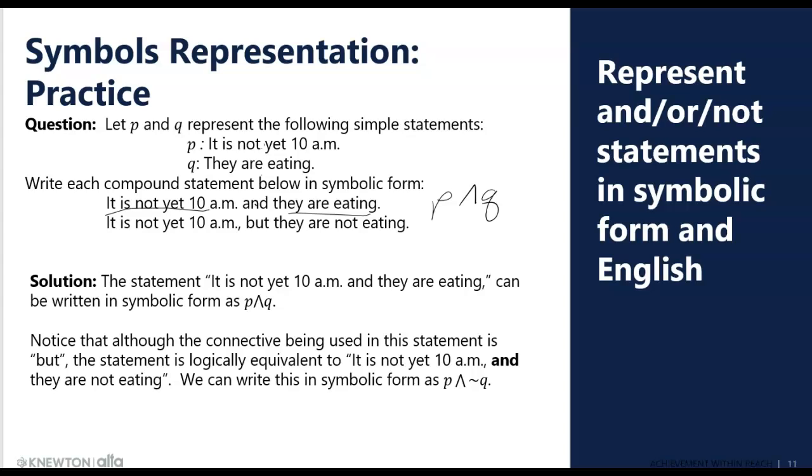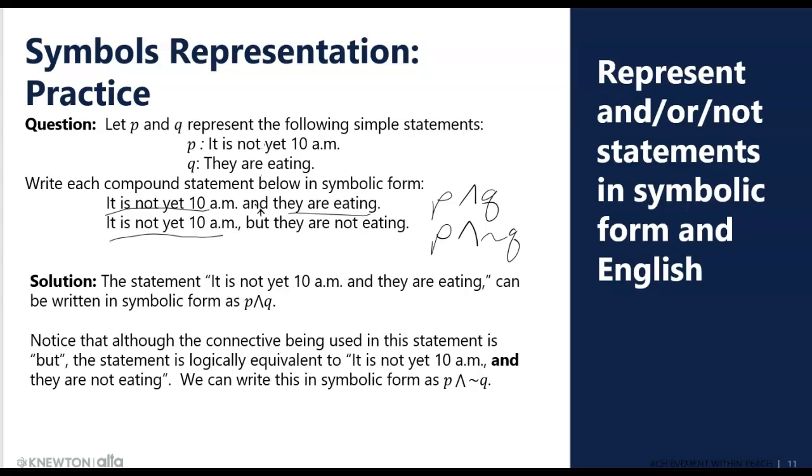It is not yet 10 a.m. Okay, so P is true. So we just see P, but they are not eating. The word but means and. So I'm still using an and, not Q. They are not eating. So that is how I would translate those.